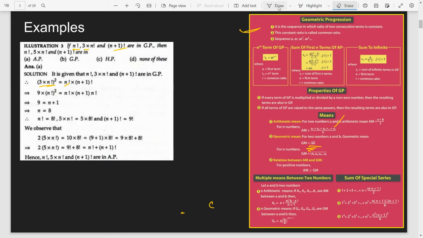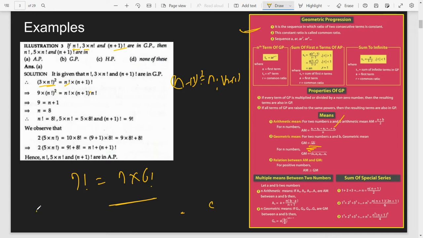So 3 into n whole square, just calculate this square, it will be 9 into n factorial square, and this will be n factorial into n plus 1 factorial. Obviously n plus 1 factorial you can break as n factorial into n plus 1. In general it is true. Let's say 7 factorial is there, you can break it as 7 into 6 factorial. This is true in general. You can do it for any number.